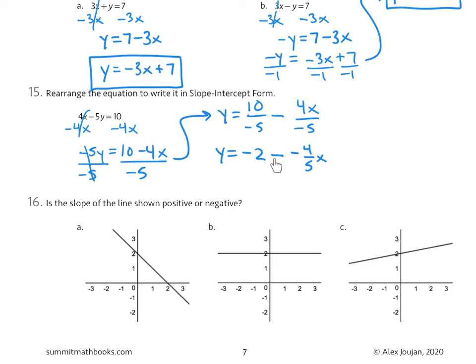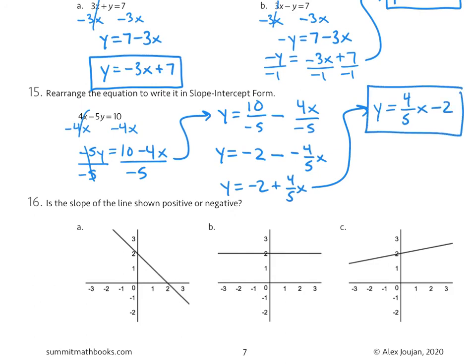Since I have a minus, a negative, those combine to form addition, so I'll write it as y equals negative 2 plus 4/5 x. And then lastly, to get it into slope-intercept form, we'll put the x term first. It's a positive 4/5, so I'll write y equals 4/5 x, and the 2 is negative, so I'll write minus 2. There's your slope-intercept form.